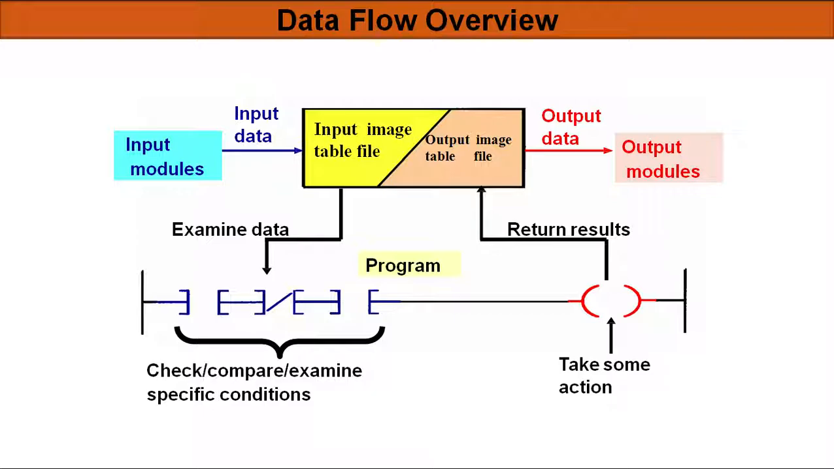How the data flow works. These are the input modules. We get the input data into input image tables. Then from there we make output files, image tables, which will drive the output modules. The input images are examined, checked and compared with conditions in the program memory. Then we take some action according to the program and return the result to the output. This is how data flows here.